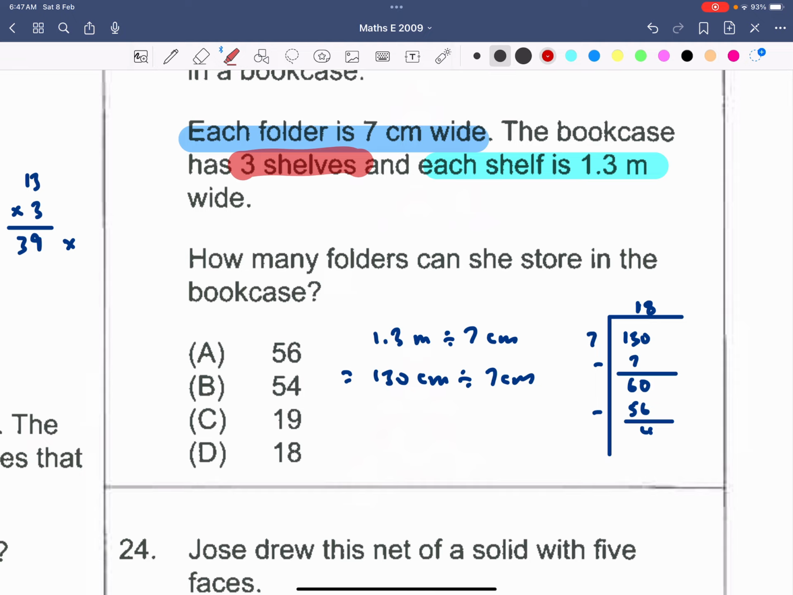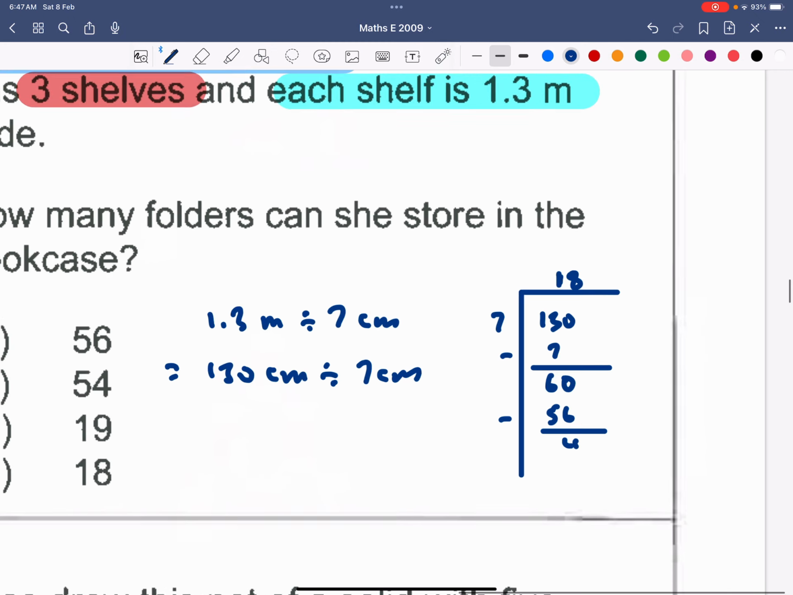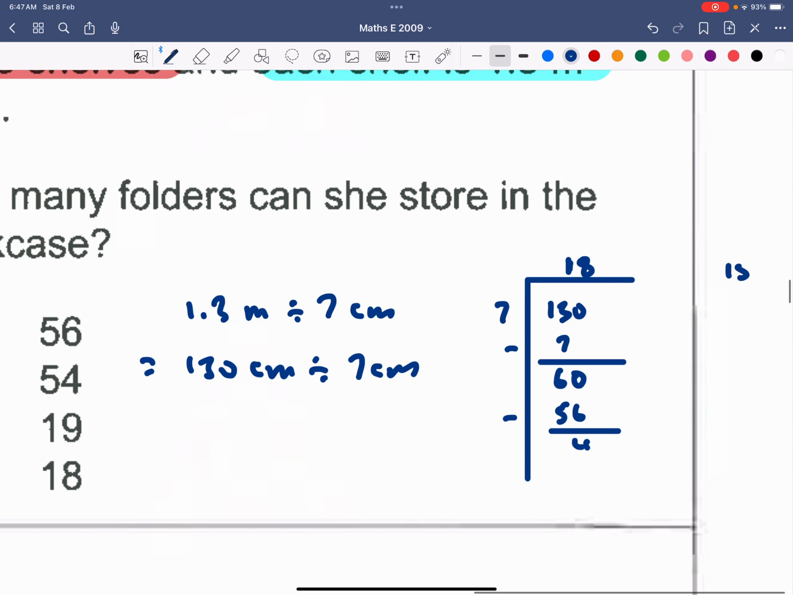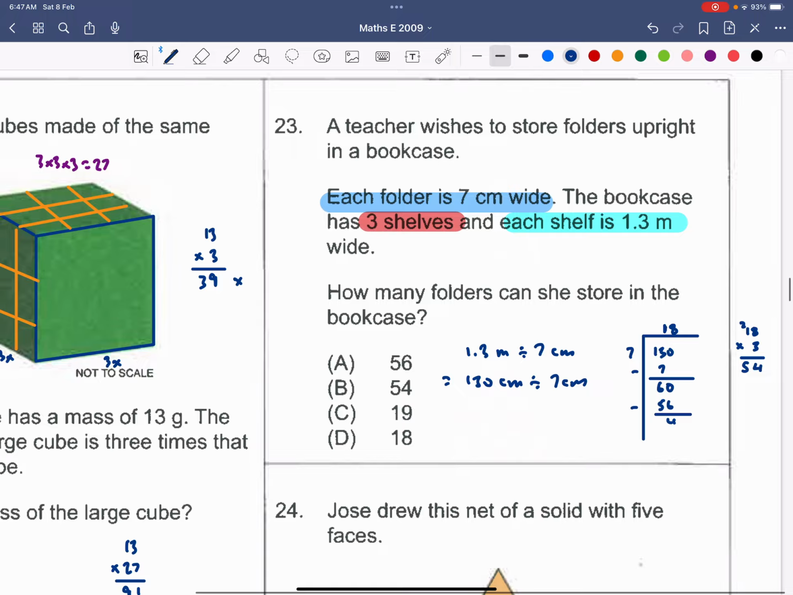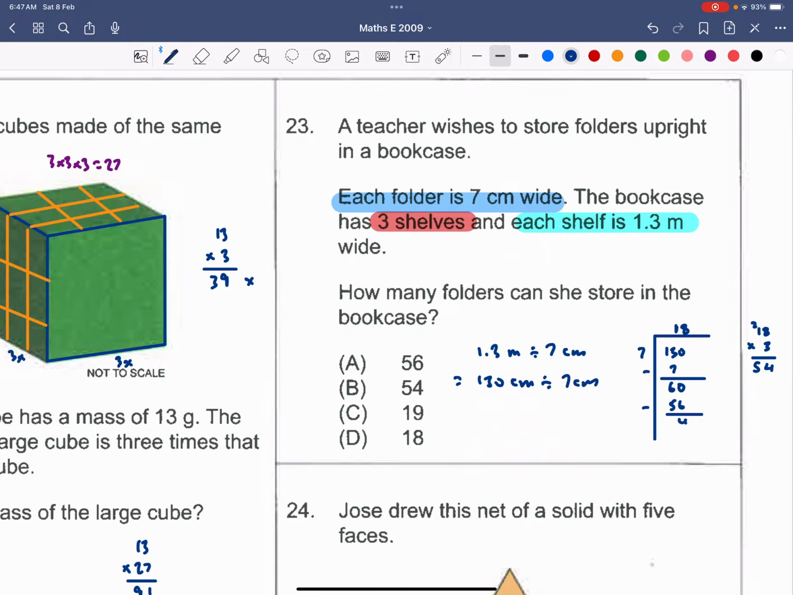But remember, you have 3 shelves to work with. So the answer is actually going to be 18 times 3, because we have 3 shelves to work with and we want to know how many she can put in the entire bookcase. 8 threes are 24, carry the 2. 1 three is a 3, plus 2 is 5. So she can actually put 54 folders in her bookcase if we're not allowed to cut folders up, which is what we're going to assume. So the answer is B.